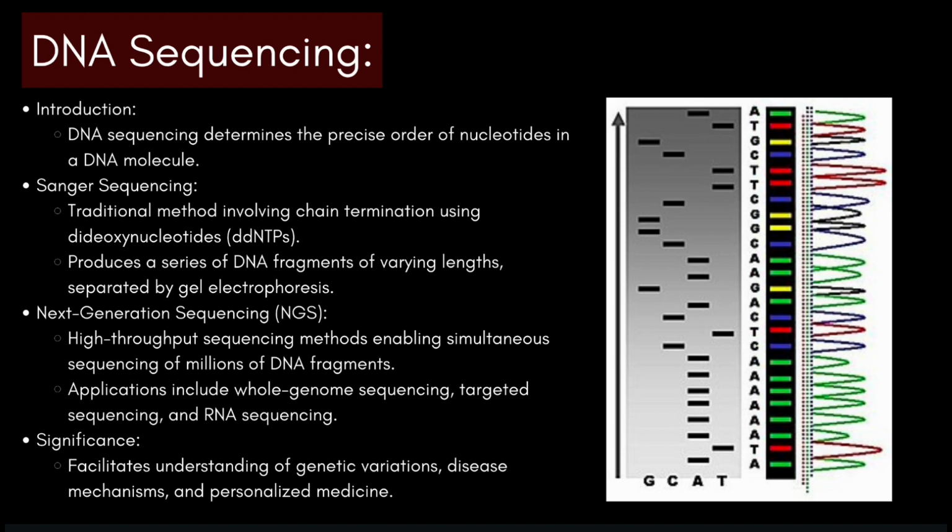NGS has high throughput sequencing methods which enable simultaneous sequencing of millions of DNA fragments. Main applications of NGS include whole genome sequencing, targeted sequencing, and RNA sequencing. The significance of DNA sequencing includes the fact that it facilitates understanding of genetic variations, disease mechanisms, and personalized medicine. Moving on.